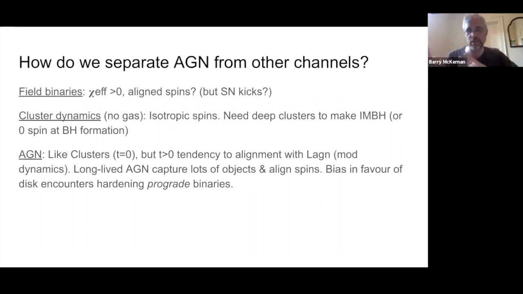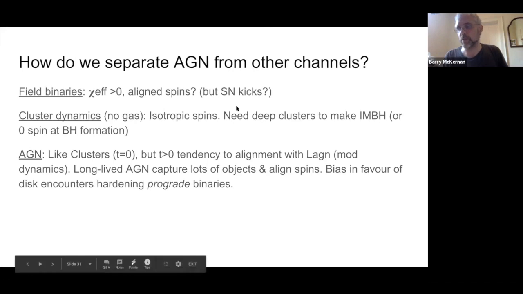Before we get to the data and what the data say, how do we separate AGN from other channels? There are other ways that you can generate black hole binary mergers. One way is field binaries. Broadly, you would expect that chi-effective parameter to be greater than 0. Essentially, spins can't be too badly misaligned from two stars that evolve in the field and then merge within a Hubble time. But supernova kicks are a problem.